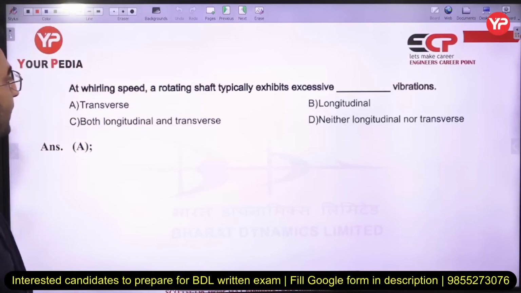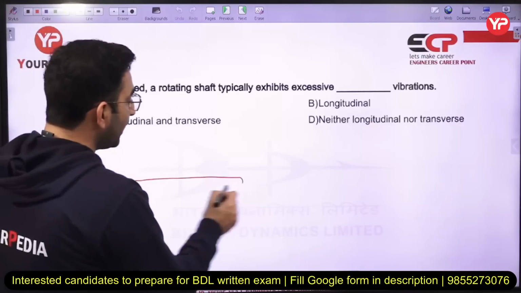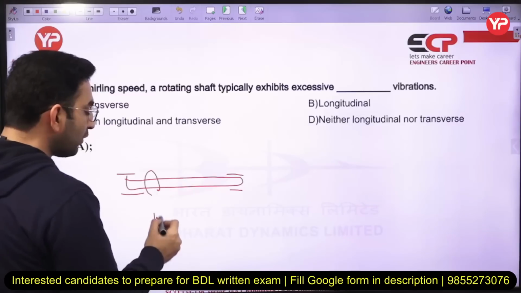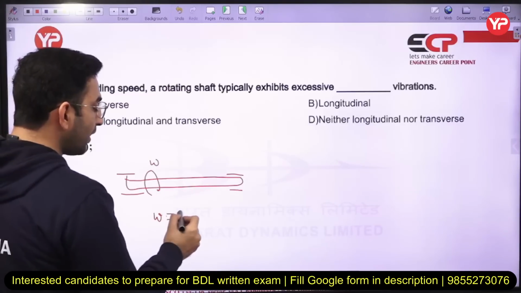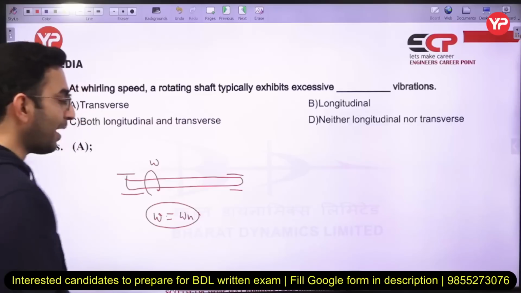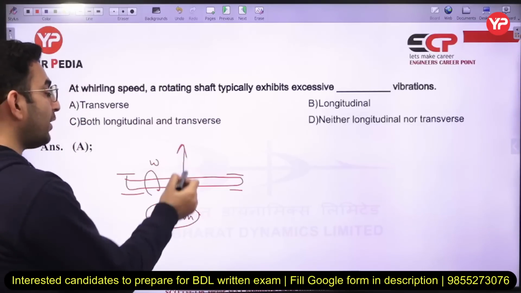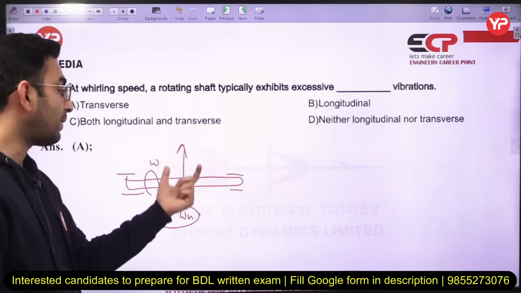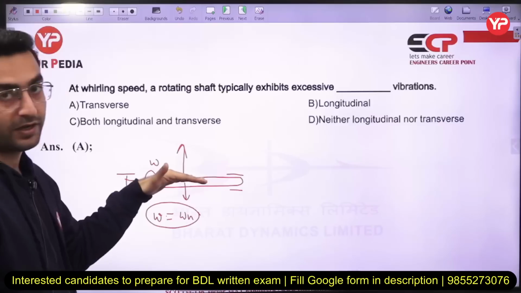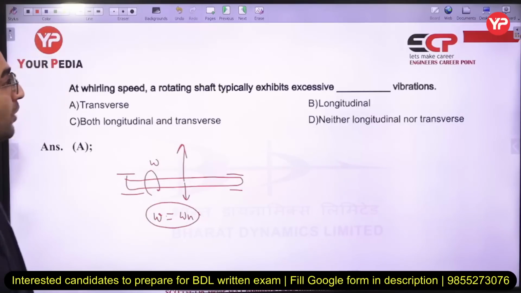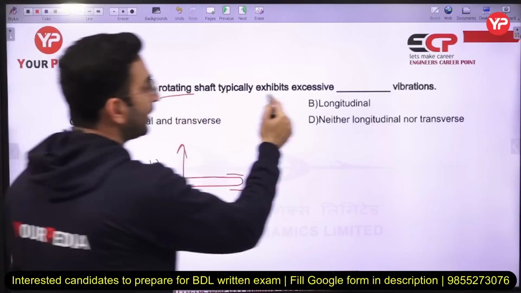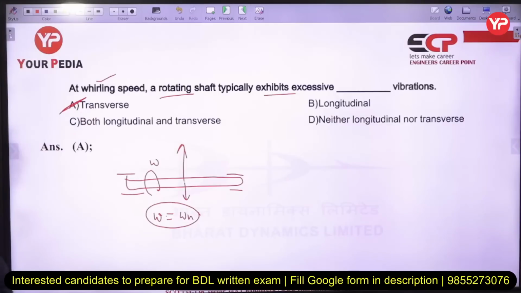Next part, at whirling speed, a rotating shaft typically exhibits excessive dash vibrations here. Now just see here, if we have a shaft rotating with some angular velocity omega, and if the angular velocity of the shaft becomes equal to the natural frequency of the shaft, in that case there will be a large amplitude of transverse vibration. Due to the very large amplitude of the transverse vibration, there may be a chance that the shaft will break, or it may fracture here. So at the whirling speed, a rotating shaft is exhibiting transverse vibration here. Option number A is also correct in this case.